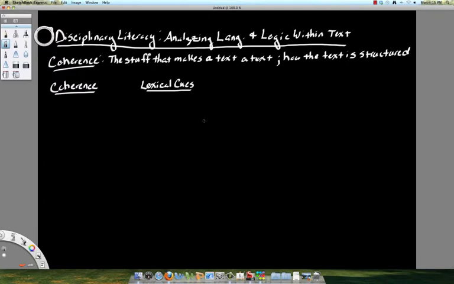Before we can teach students to analyze the language and logic of texts, making meaning from the words, images, sounds, and movements that an author uses, we have to have a framework from which to analyze these texts. The framework that we're going to use is one of coherence, the stuff that makes a text, or how the text is structured. To understand coherence, let's think about a conversation that you might have with 3 of your friends.